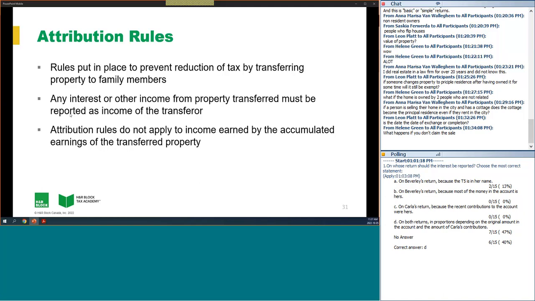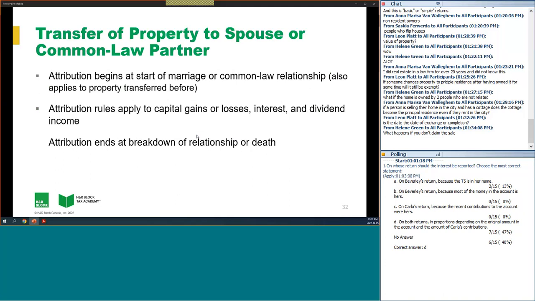Okay? It only applies to the property itself. So income from the property itself stays, but if you make more money off of that, then it breaks the chain, and I'm going to demonstrate what that means. There's two sets of rules, one for giving money to your spouse, common law or married, and one for giving money to your minor children. Okay? After that, no attribution rules. And the two rules are different, so we need to look at them.